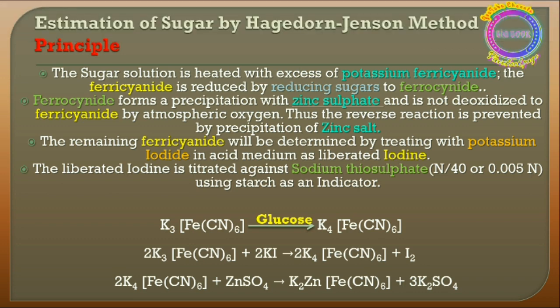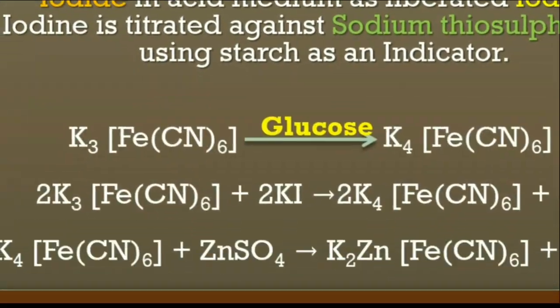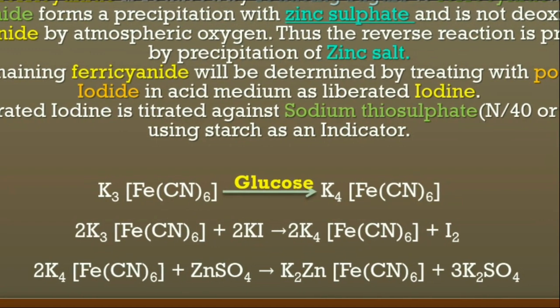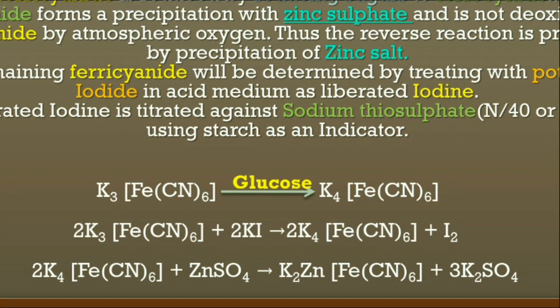The last equation shows the avoiding of the reverse reaction. Here we are seeing the addition of zinc sulfate giving rise to the formation of the zinc salt and potassium sulfate again. So this is the last equation which we are observing. All these three equations give a very clear picture and clarity of this particular principle.